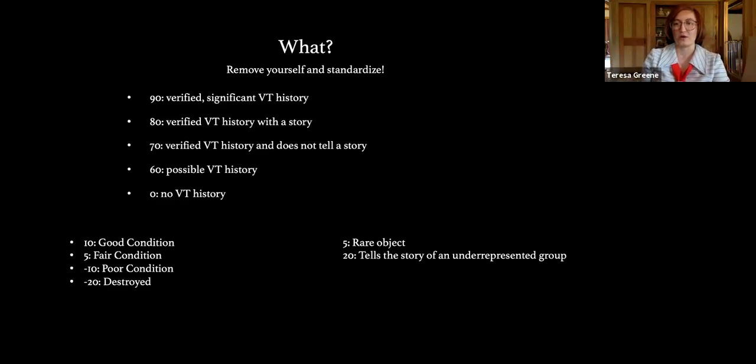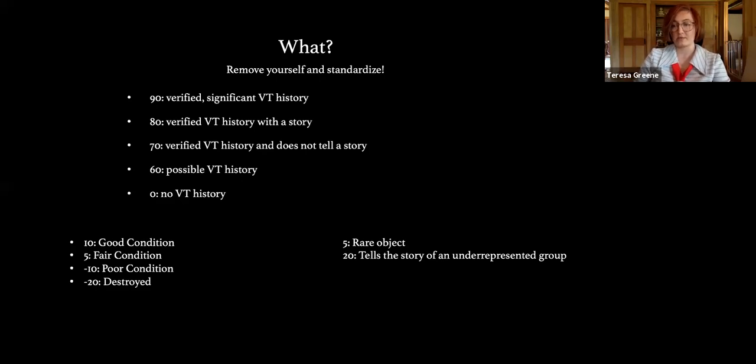But then we also don't want to rule out histories of people who have not been written down, so disenfranchised groups. So you get 90 points if you have a Vermont history and it's attached to a famous person or an event, like Governor Coonan's inaugural gown or Calvin Coolidge's toddy glasses. 80 points if it's got a Vermont history and tells a story, like the carving tools of a local granite carver. 70 points for Vermont history without a story, like carving tools that were probably used here and we don't know who used them.